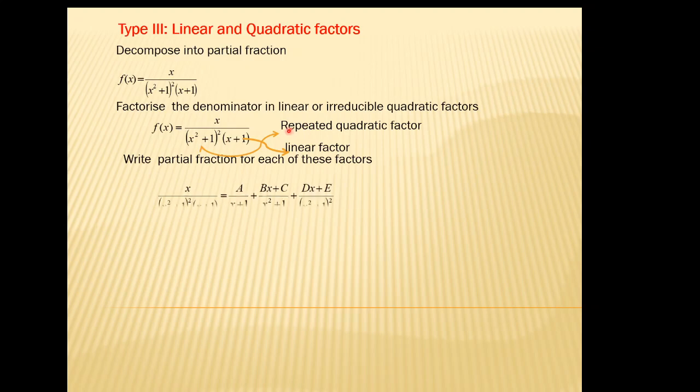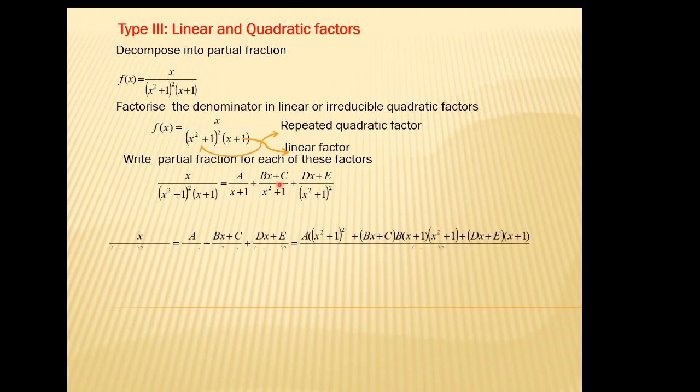According to the nature of the factors, we will write the partial fractions. First we write for the linear one: a upon x plus 1, plus, for the repeated quadratic, we start with bx plus c upon x square plus 1 with the power 1, and then go on increasing the power until we get the desired power for the repetition. That is dx plus e upon (x square plus 1) whole square. Now our aim is to find out a, b, c, d, e.